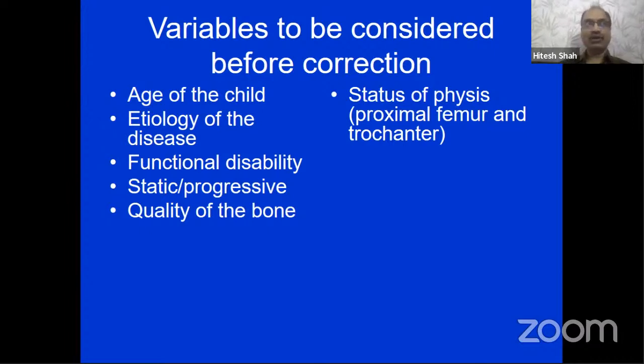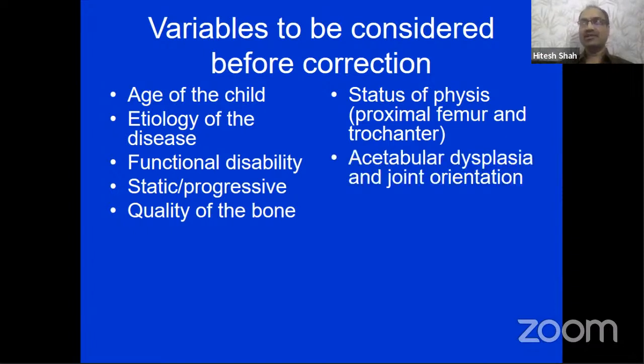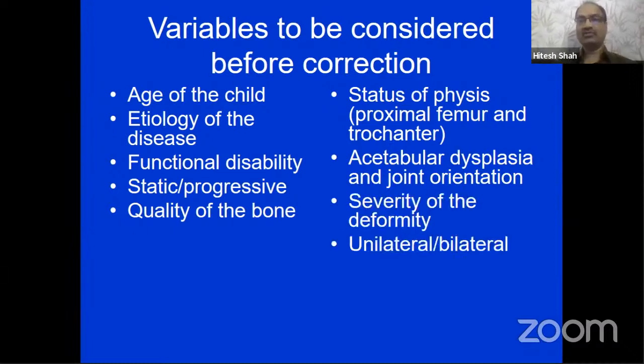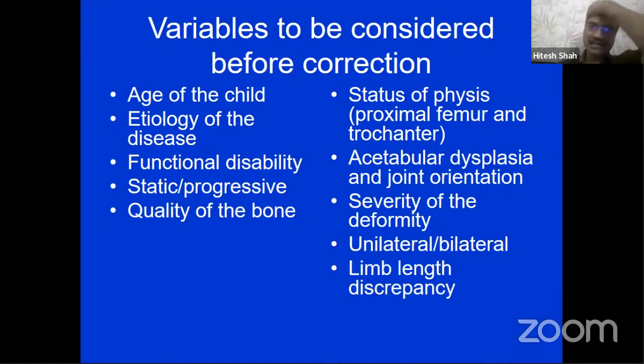Then we need to focus on whether the physis is normal, whether the inclination of the proximal femur and trochanter is normal. The acetabular dysplasia is how much, the joint orientation is how much, the severity of deformity, whether it's a unilateral case or a bilateral case, and we need to check the limb length discrepancy. Why did I keep it? Because this information is needed in the clinical examination for every single case before deciding for the osteotomy.